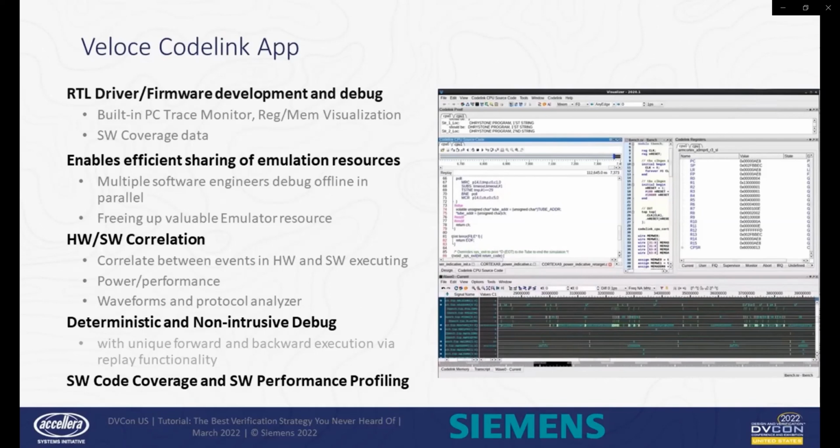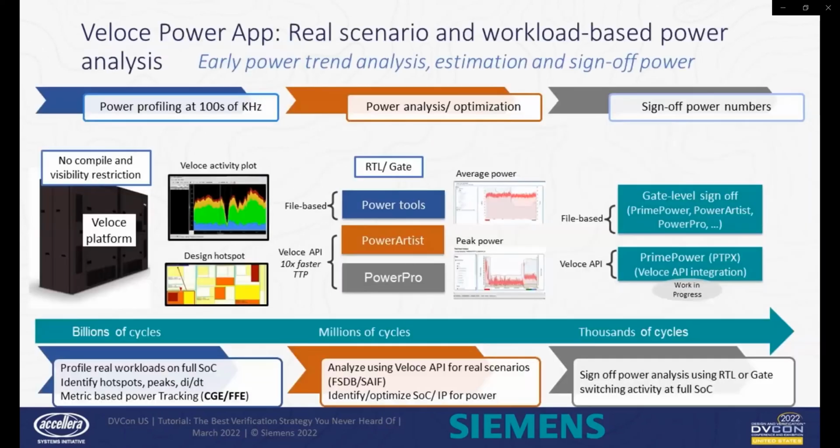So from this view, you will see your waveform, your actual application running on the processor. You can see the assembly of it. You can see the register view of it. So it is truly a hardware-software co-verification platform. Also, I would like to introduce you to Veloce Power App, which enables you to run real scenario and workload and consider it for the power analysis.